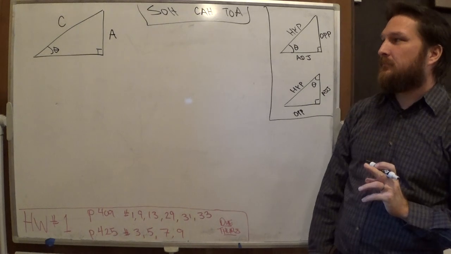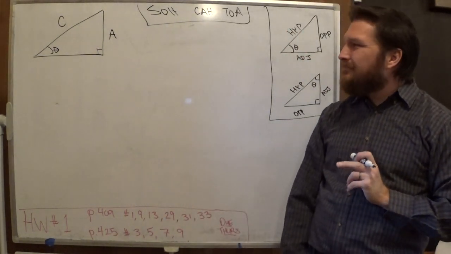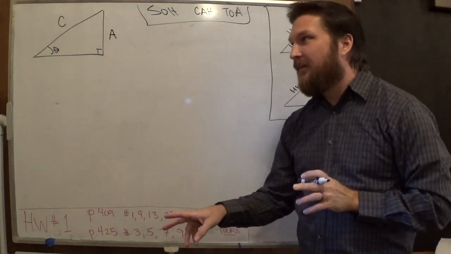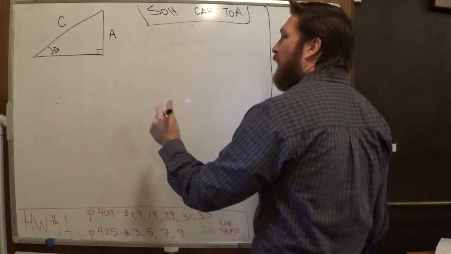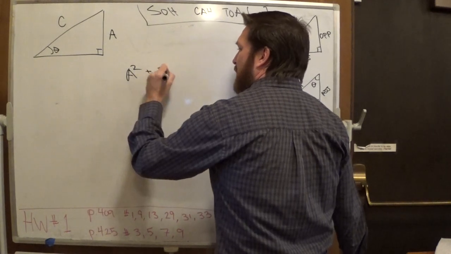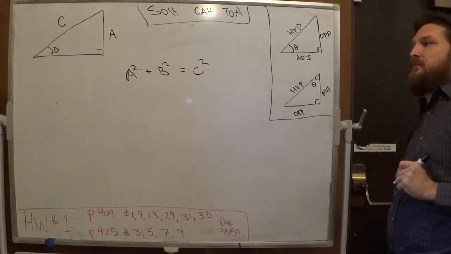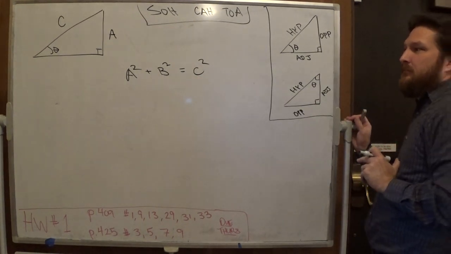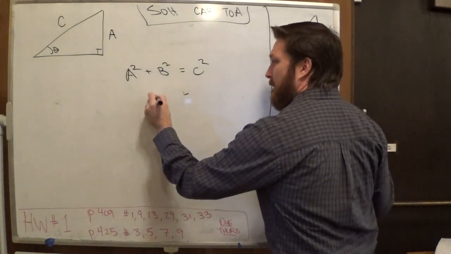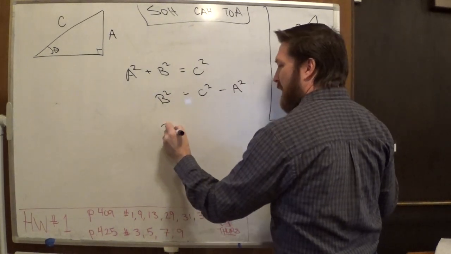What are we missing? B. Last time we were given a 1 and a 3. A squared plus B squared equals C squared. So what is B? How do we get it? B squared equals C squared minus A squared. There we go. Now we take the square root, and B is the square root of C squared minus A squared.